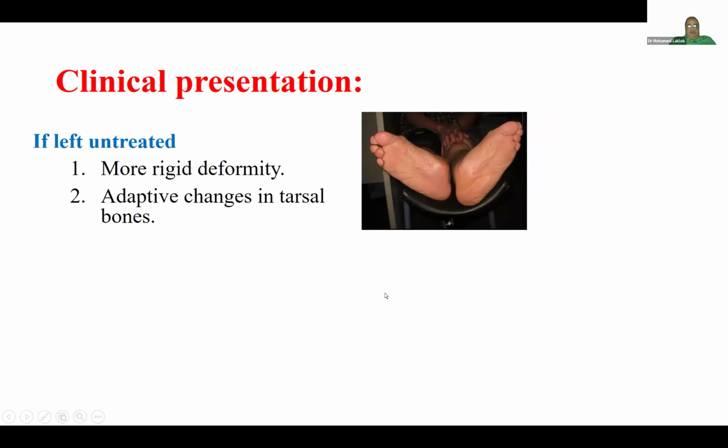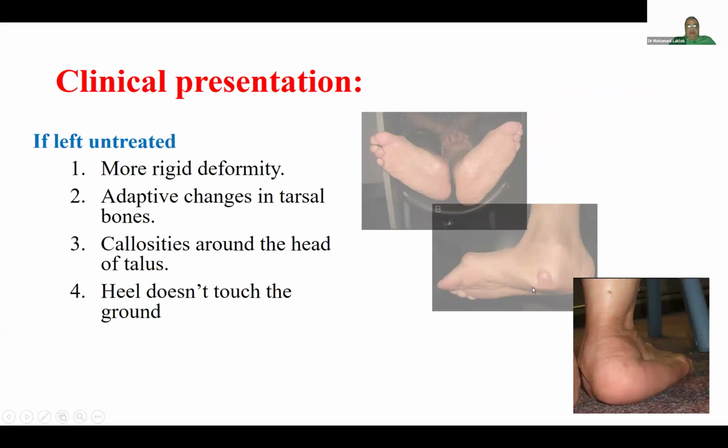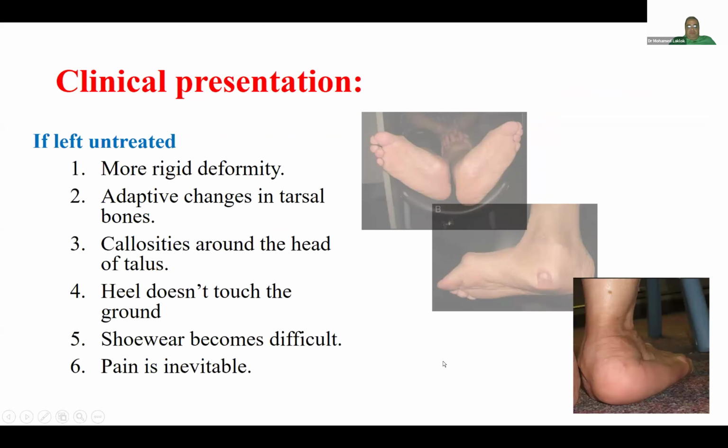If a case of congenital vertical talus is left untreated, more rigid deformity will occur, with adaptive changes in the tarsal bones, callosities around the head of the talus, and the heel doesn't touch the ground. Shoe wear becomes so difficult, and pain is inevitable.